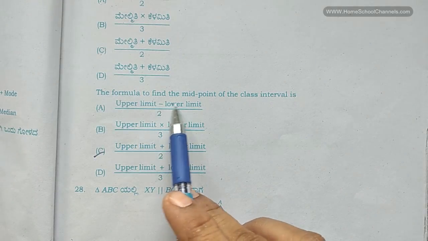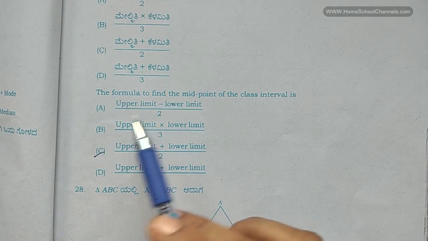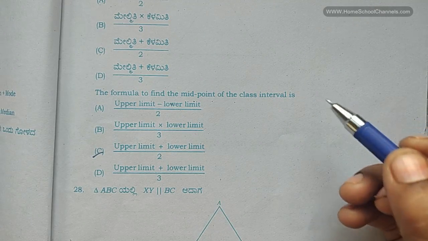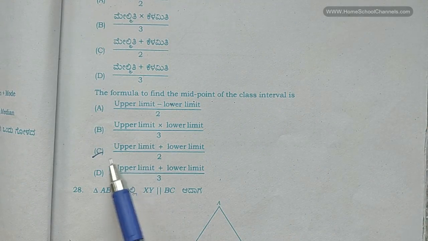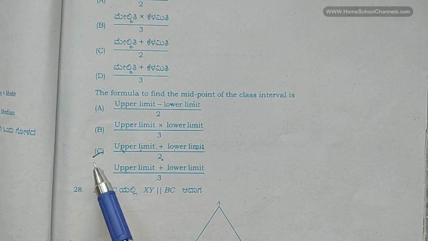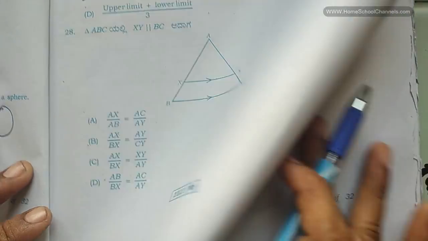28th one, the formula to find the midpoint of the class interval is. Class interval midpoint. What is the formula? Lower limit plus upper limit by 2. Here you have in option C, upper limit plus lower limit by 2. Option C is the right answer.